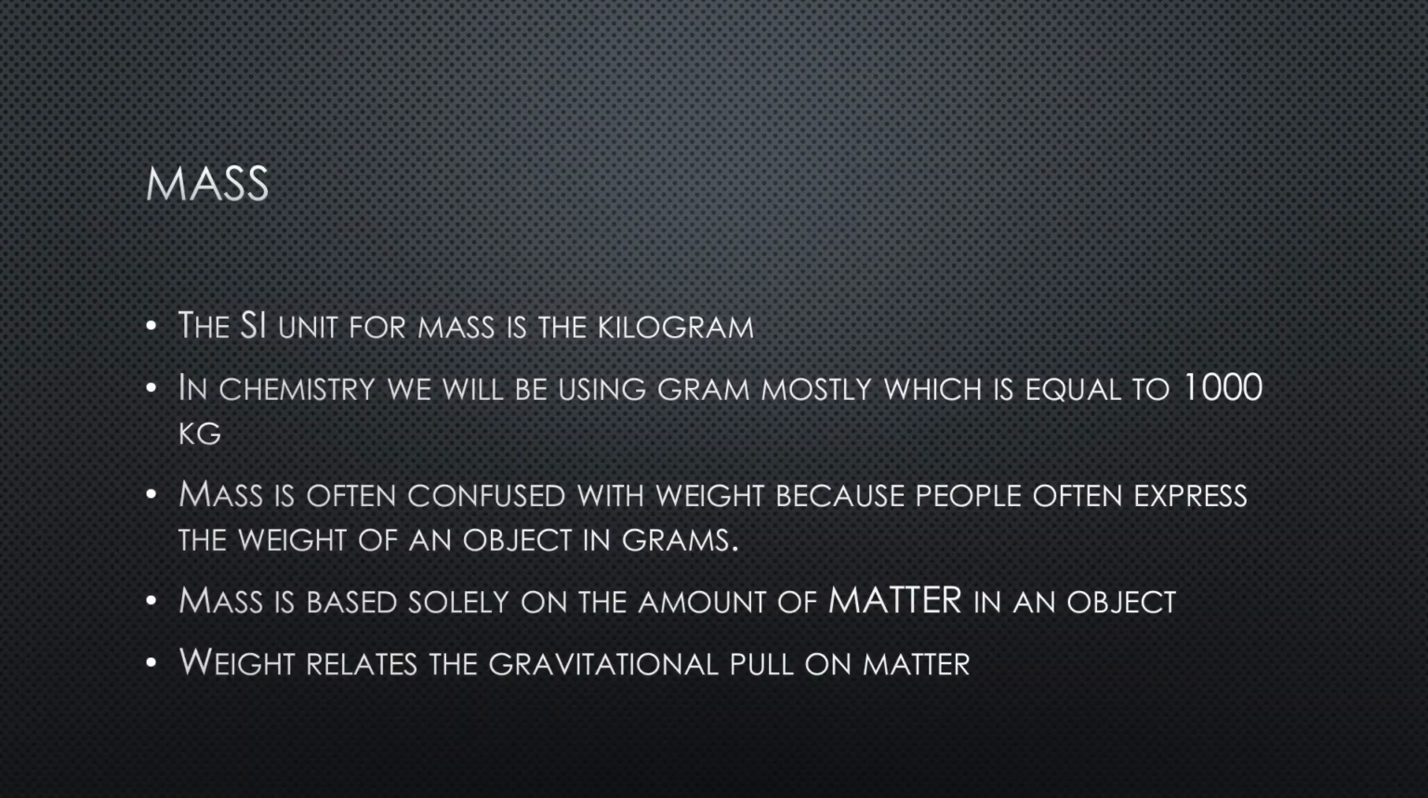Going back to mass, the SI unit for mass is technically the kilogram. However, in chemistry, we tend to measure things that are much smaller, so we will be using the gram, which is equal to 1,000 kilograms.